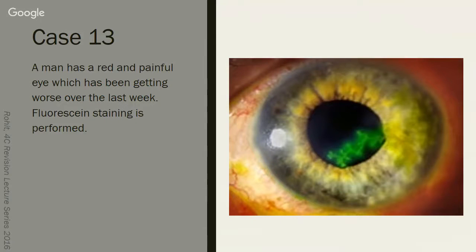So this is a very classic Monash case. A man has a red painful eye, which has been getting worse over the last week. Fluorescent staining is performed. Who are we up to?